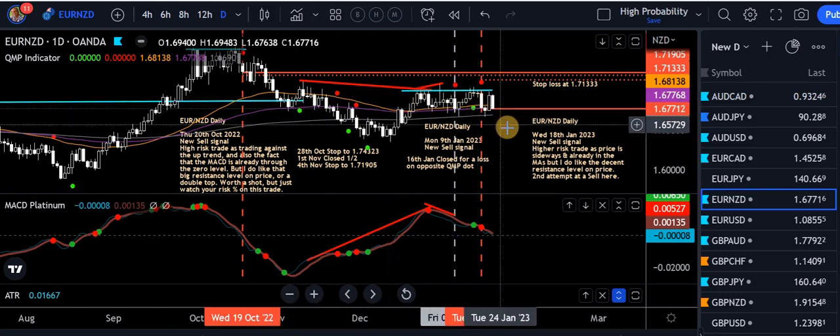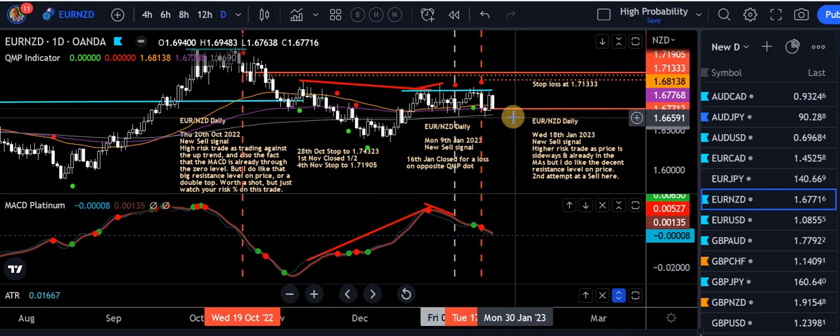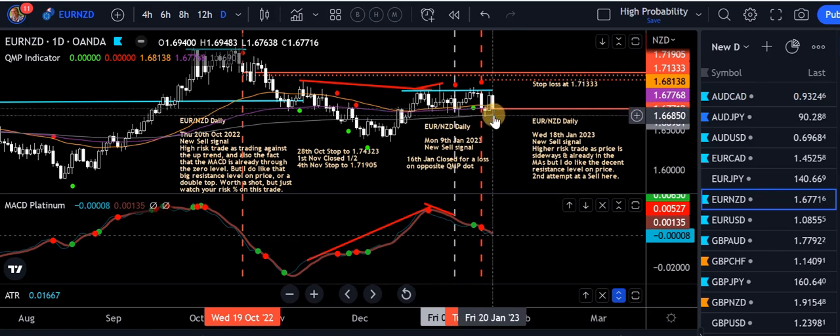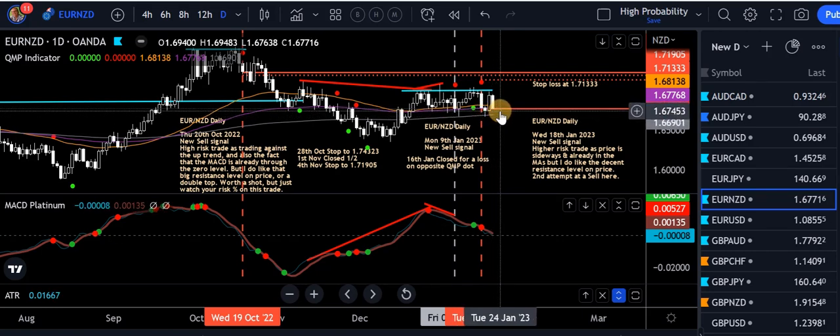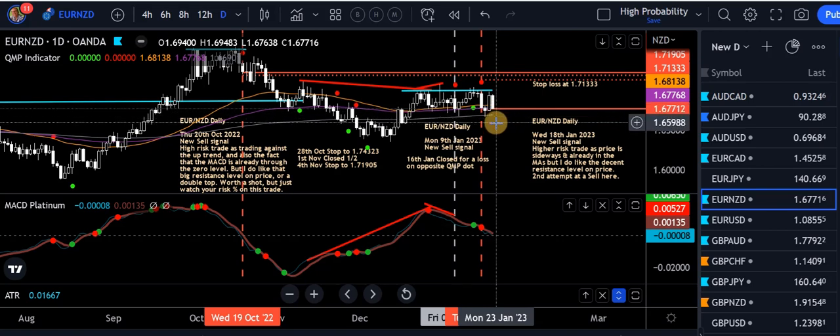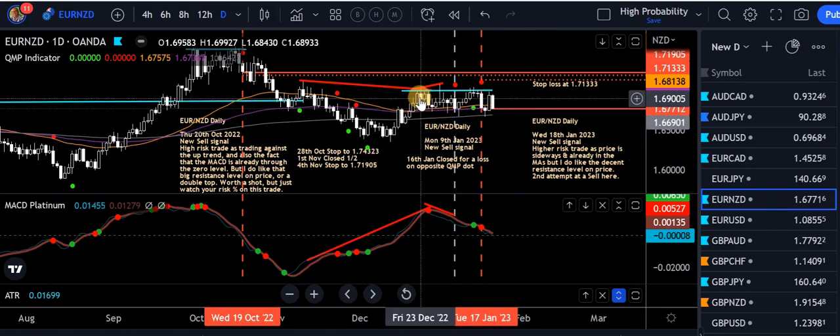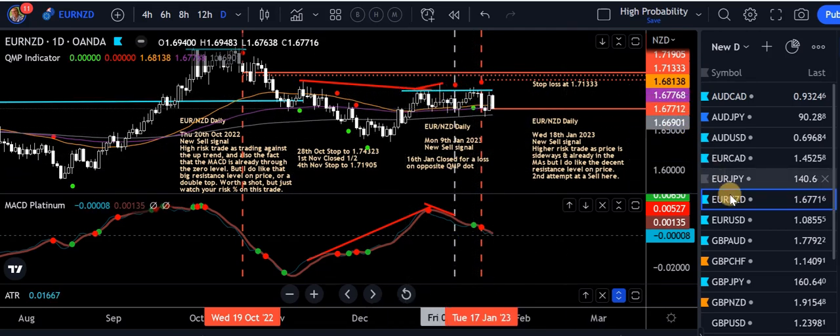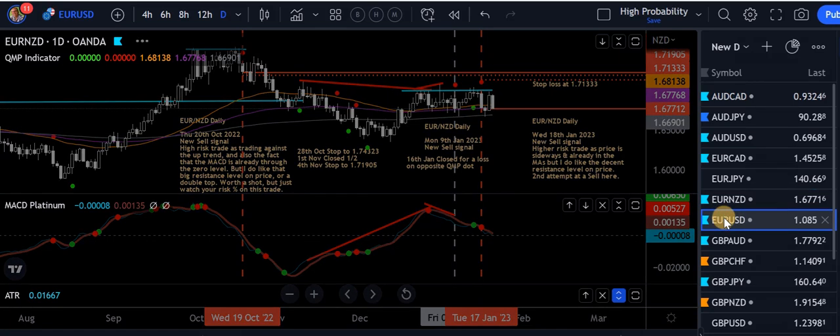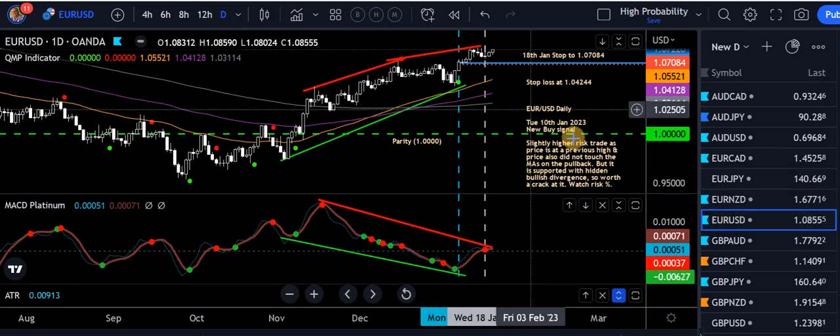And the second one I took on the 18th of Jan, just earlier last week, middle of last week. It went against me initially, but Friday dragged right down back to the entry level, which is good. Just having problems breaking this high here. Looking okay. Euro USD in a buy.